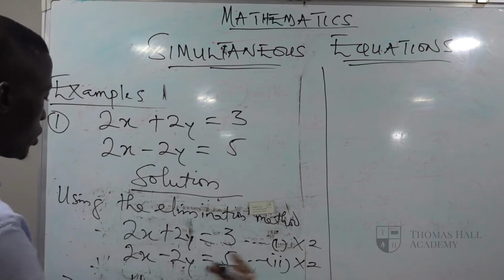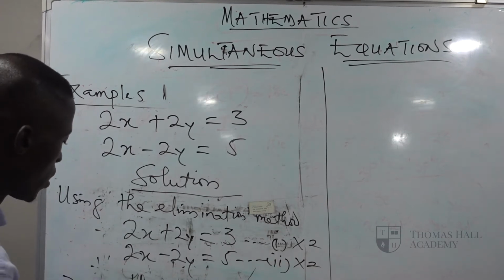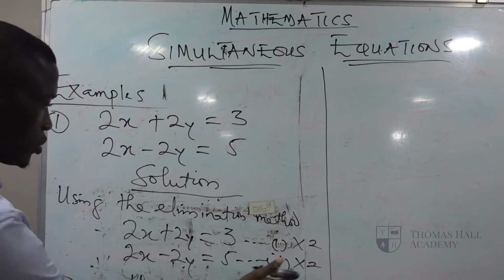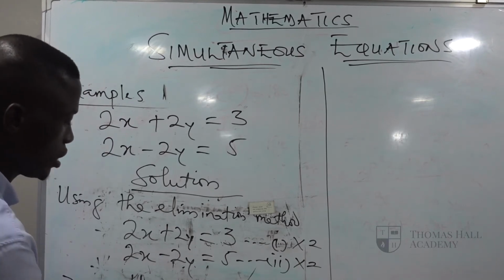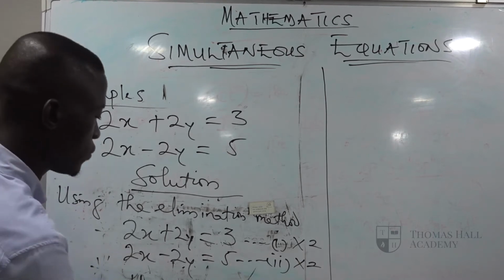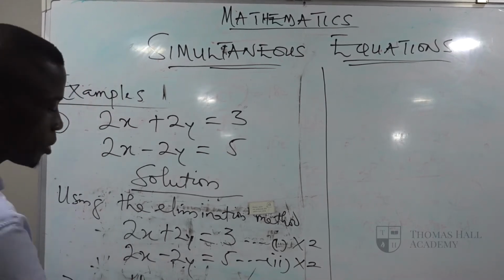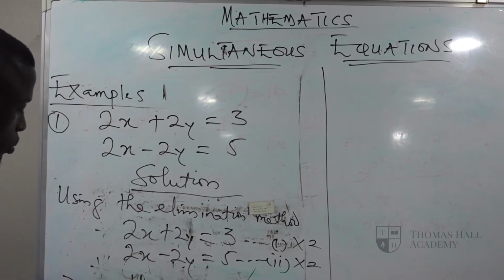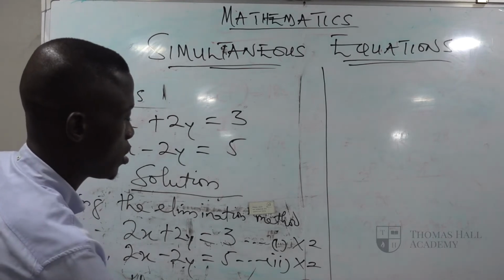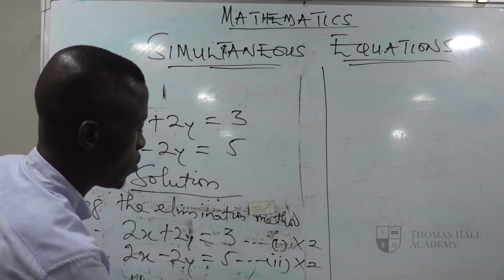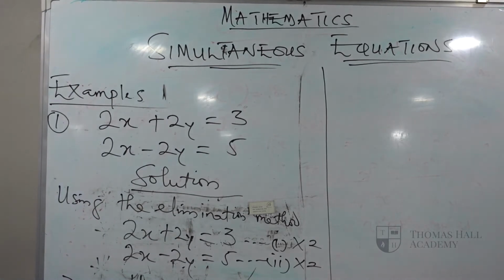Let's do this too. 2 times 2x gives us 4x. 2 times minus 2y gives us minus 4y equals 2 times 5 gives us 10. At this point, we do what we call subtraction. This gives us equation 3 and this gives us equation 4. Now we are subtracting equation 4 from equation 3. This equation minus this equation.